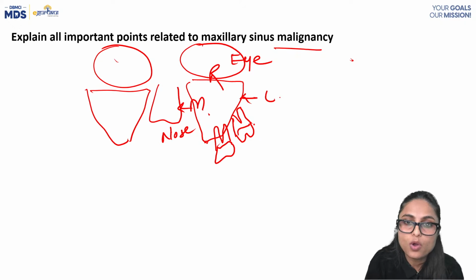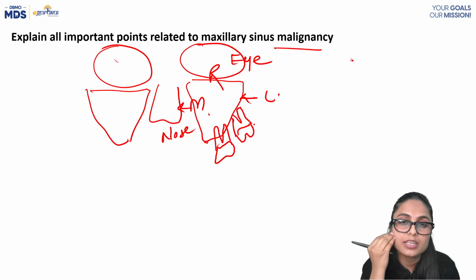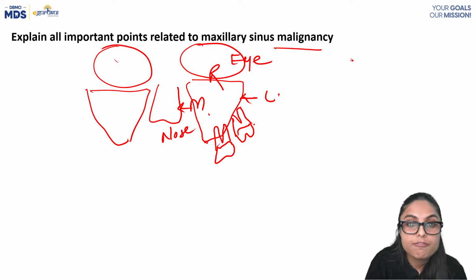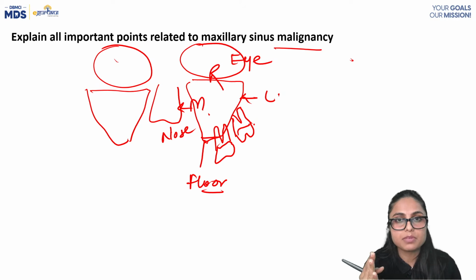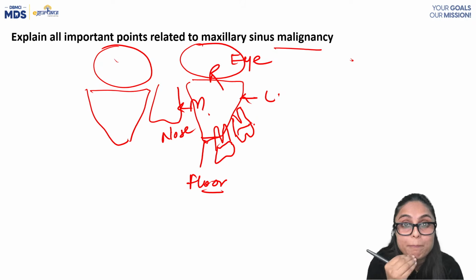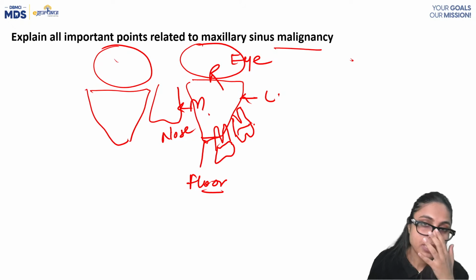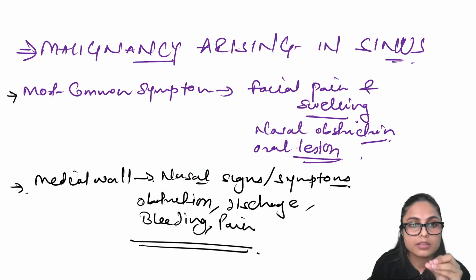If the lateral wall is involved, then signs and symptoms related to the vestibular region or maxillary teeth will be affected. Then the floor. If the floor is involved, the palatal region will be affected and there will be symptoms related to maxillary teeth. So the patient will have unexplained pain in the maxillary teeth. So we have signs and symptoms depending on this.